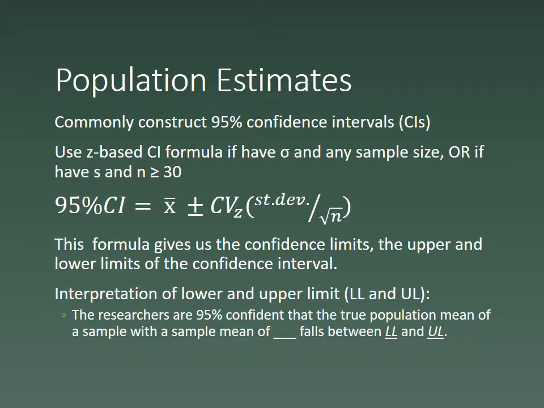The interpretation of this upper and lower limit, or confidence limits, which are sometimes called the LL and UL for lower limit and upper limit, might be something such as: the researchers are 95% confident that the true population mean of a sample with a sample mean of whatever falls between this lower limit and this upper limit.